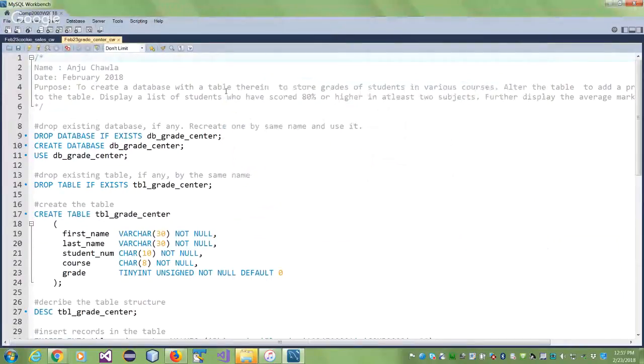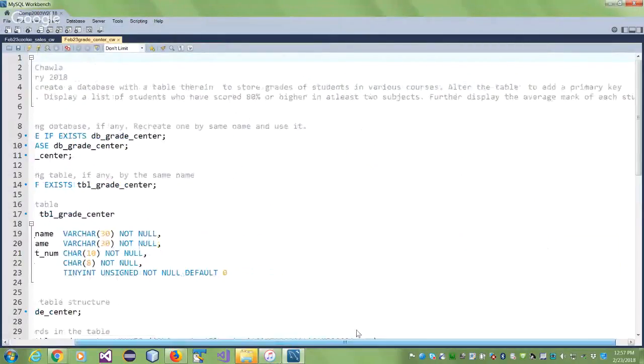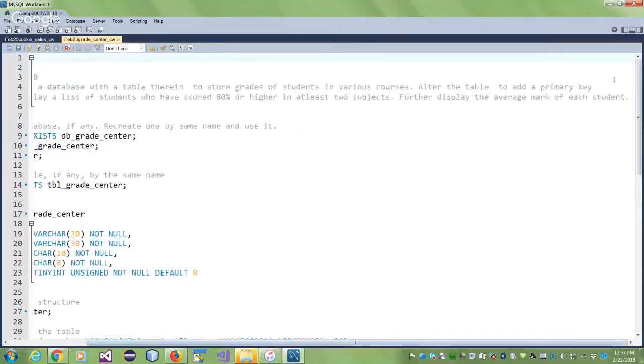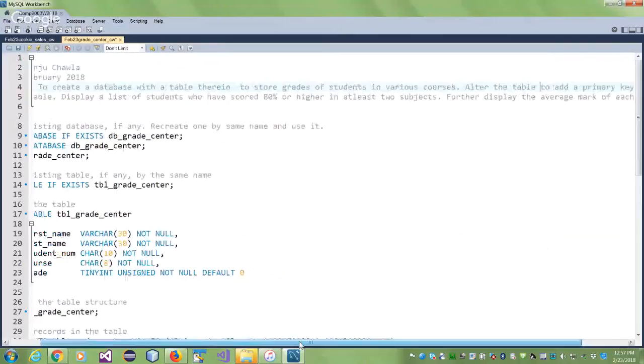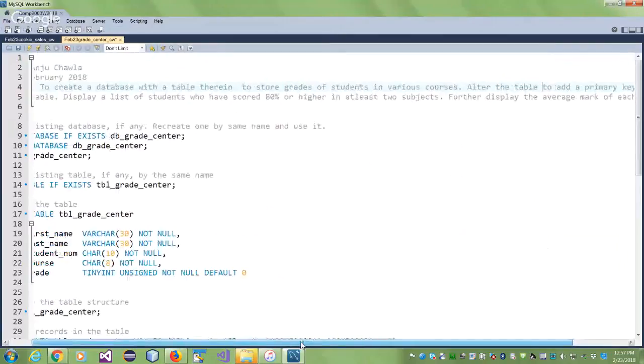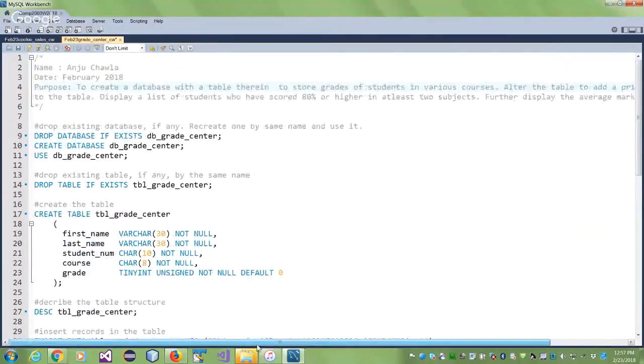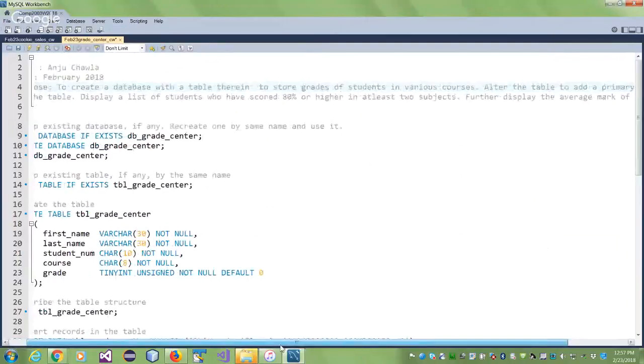Comments are there to create a database with a table to store grades of students in various courses. Then alter the table to add a primary key. I again want to bring something to your notice about this primary key, which only a couple of you have followed in the exam. Then display a list of students who have scored 80% or higher in at least 2 subjects. Further display the average mark of each student.